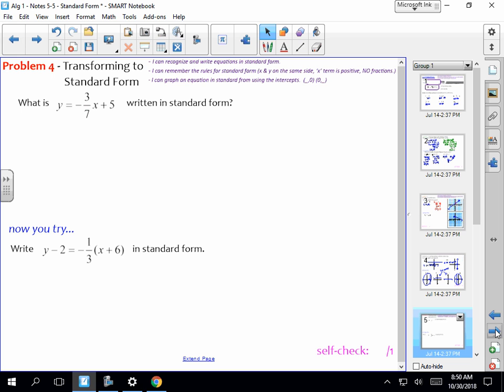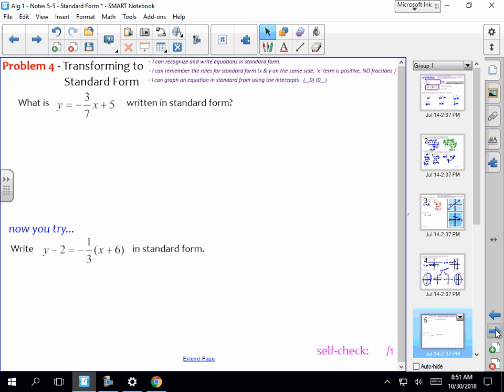All right. This probably seems a little backwards to you. Sometimes it is. We probably change standard form or point slope form to slope intercept form more often than we would change slope intercept form to standard. But we need to know how to do it. We should know how to do the algebra to change this. So here's the process to change this.